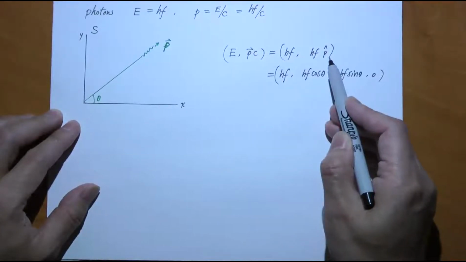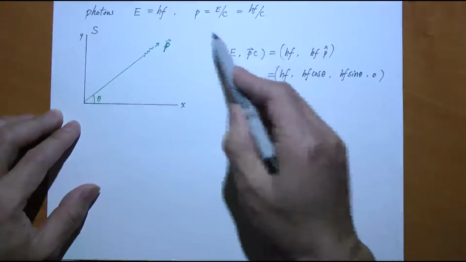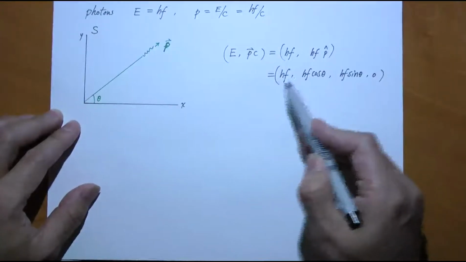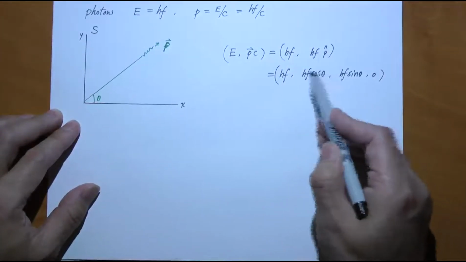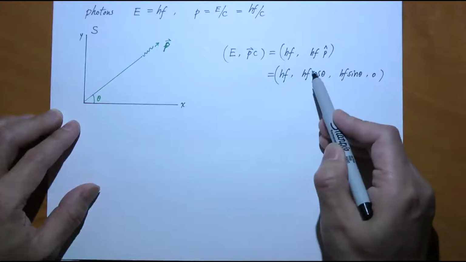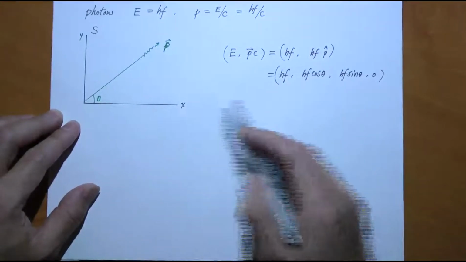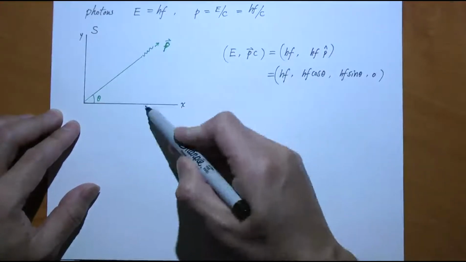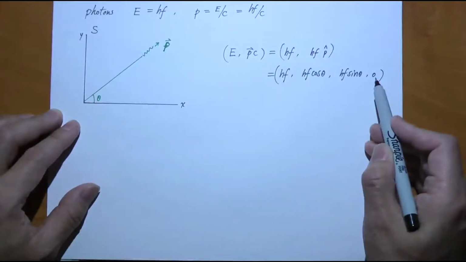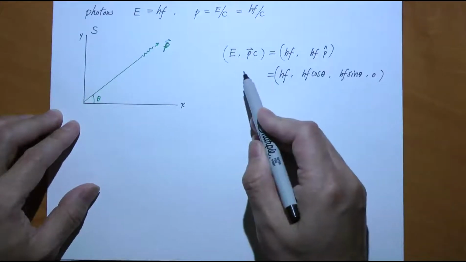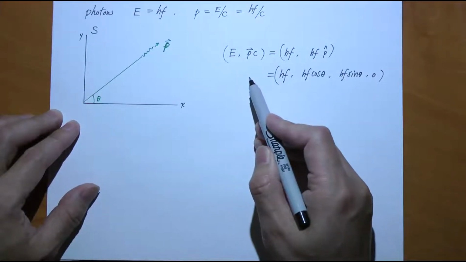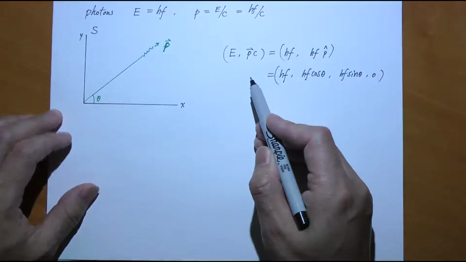So the magnitude of the momentum times c is just hf, just like the energy. But here is the x component, so you have the magnitude, which is hf, times cosine theta to get the x component, and then the sine theta represents the y component, and it doesn't travel along the z direction, so it's 0 for the last component. So this is the energy-momentum 4-vector for this photon in the S frame.